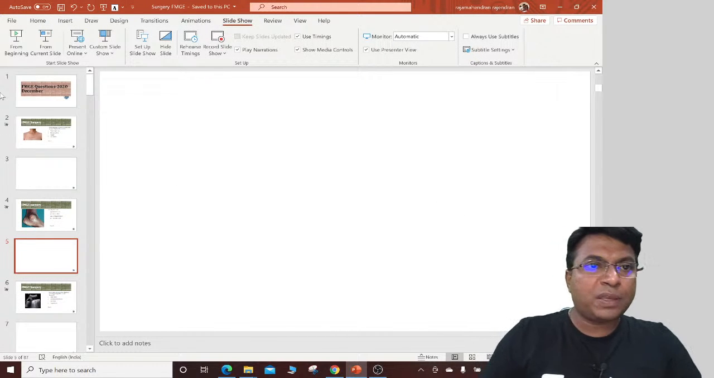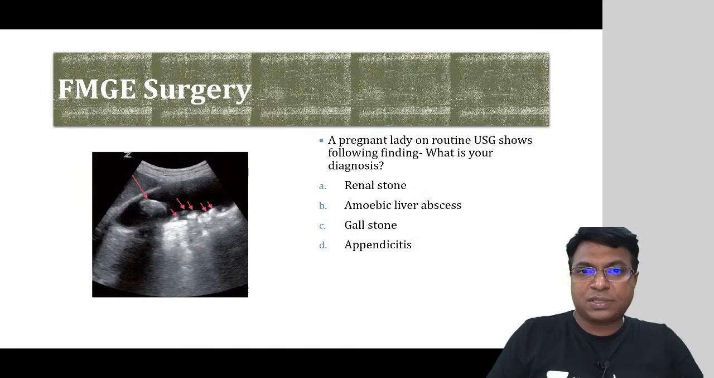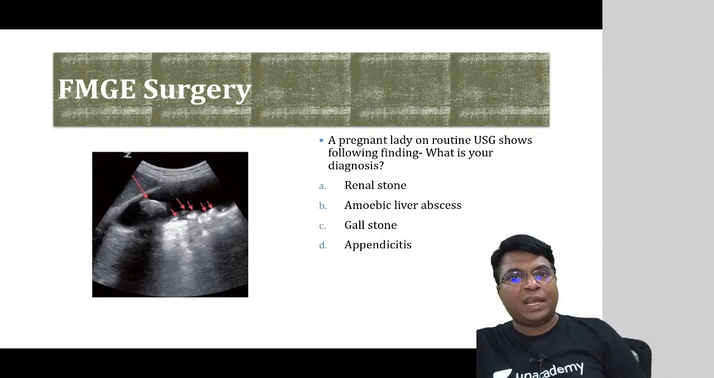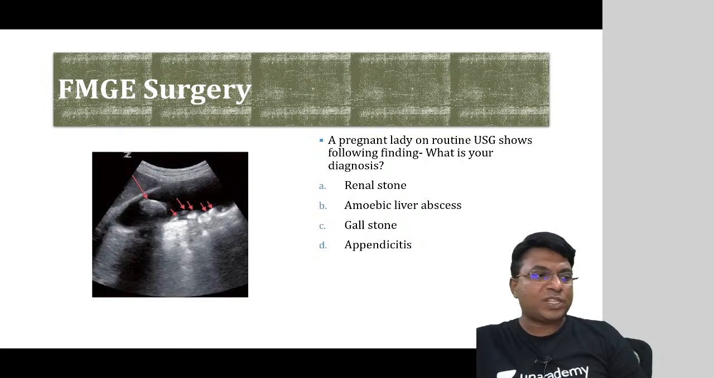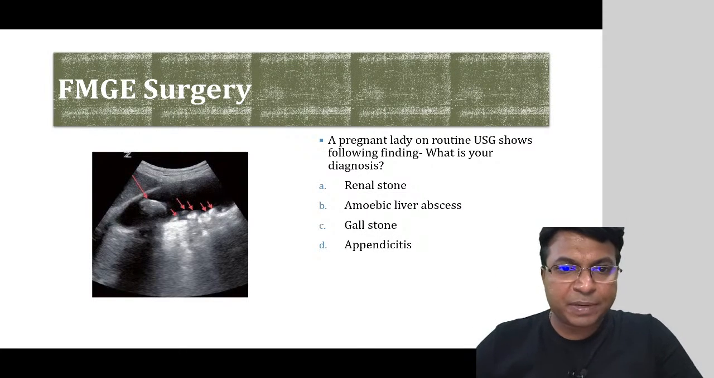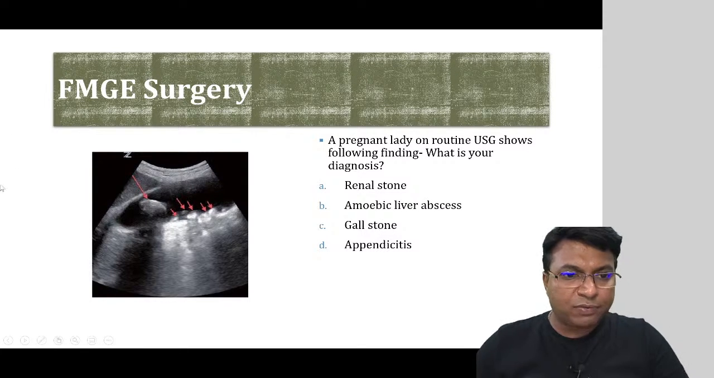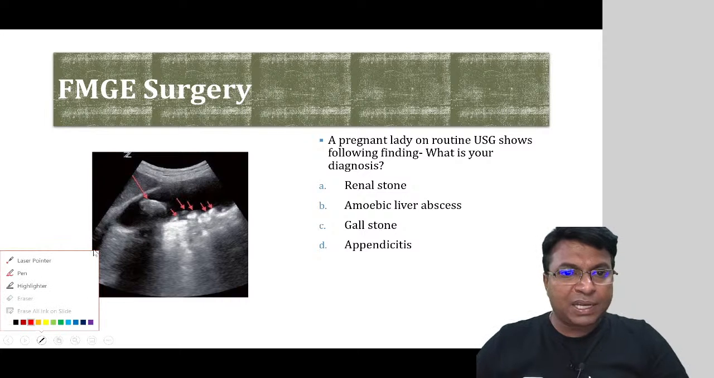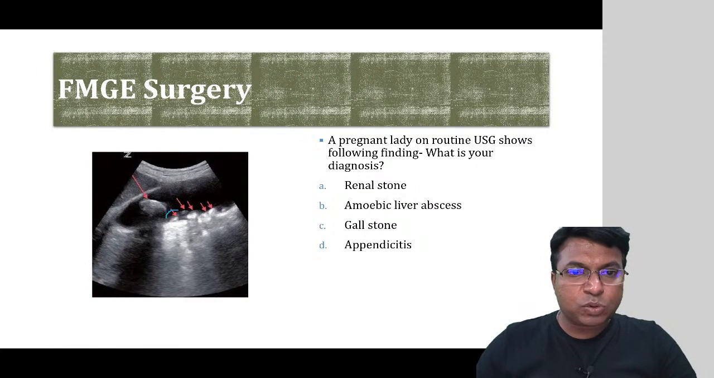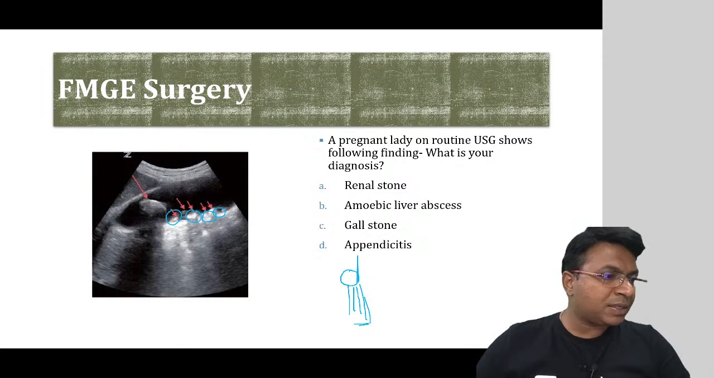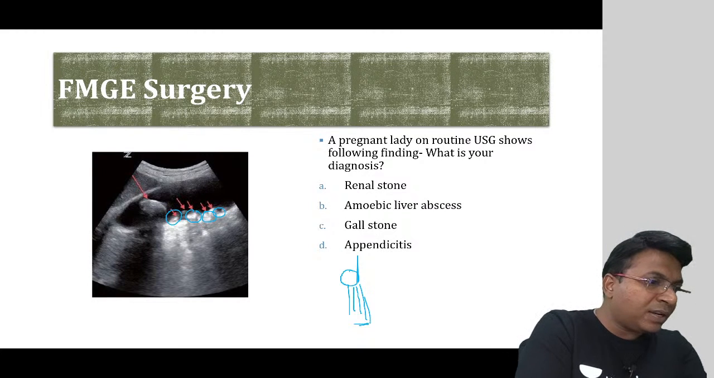Let us come to the topic. This is the second question. Now the third question: a pregnant lady on routine ultrasound shows the following. What's your diagnosis? It is a very classical picture showing the gallbladder with multiple stones. Why am I saying these are stones? Because in stones there is a particular finding seen. What is this known as?